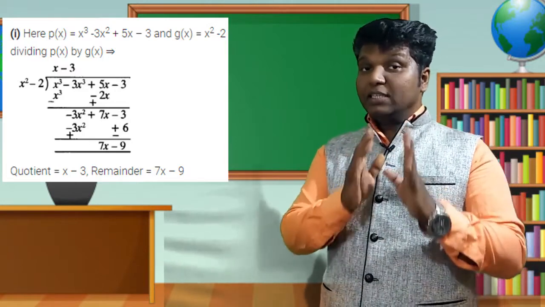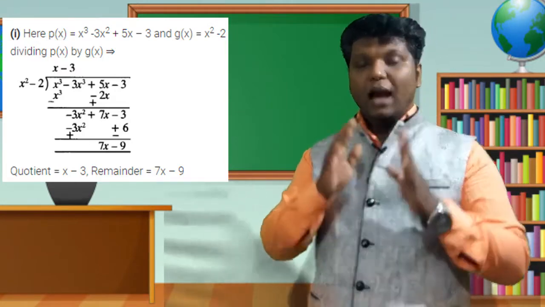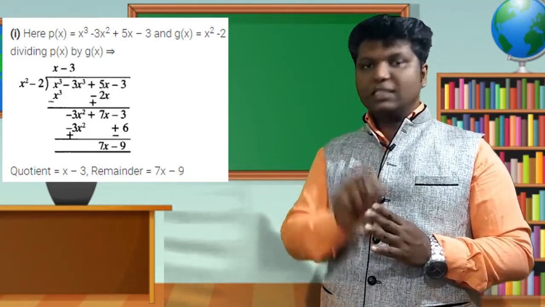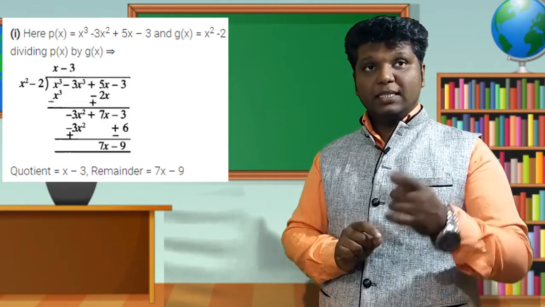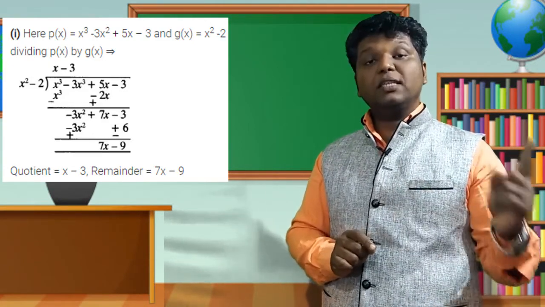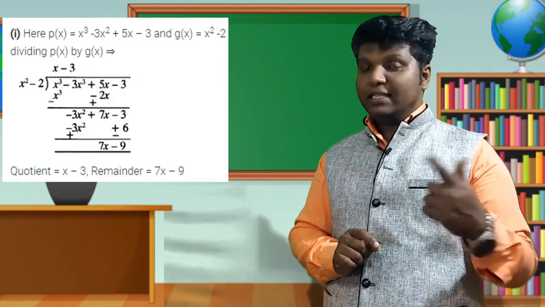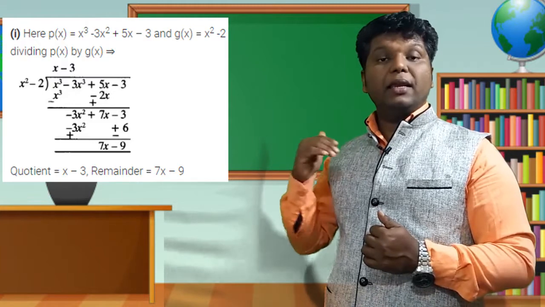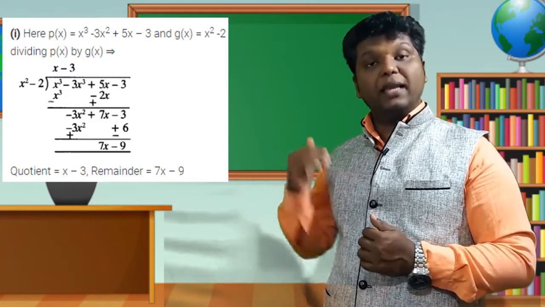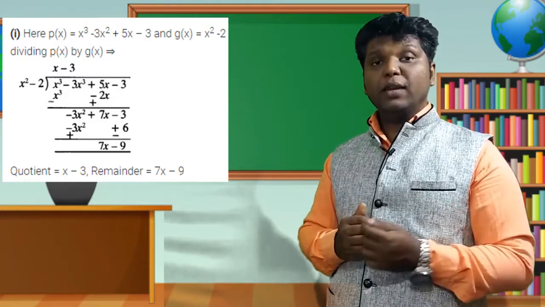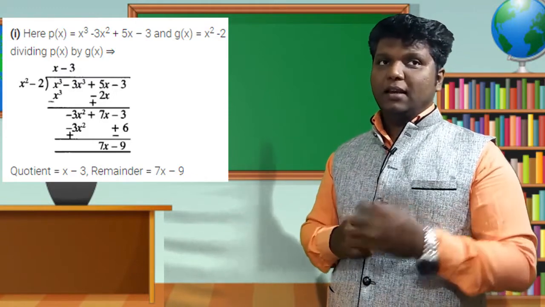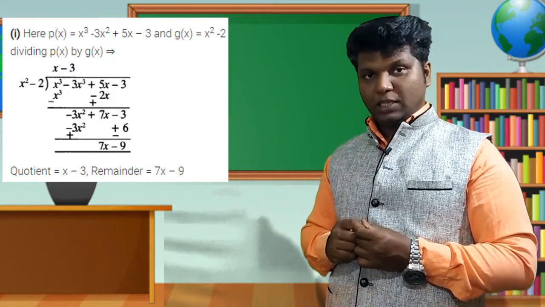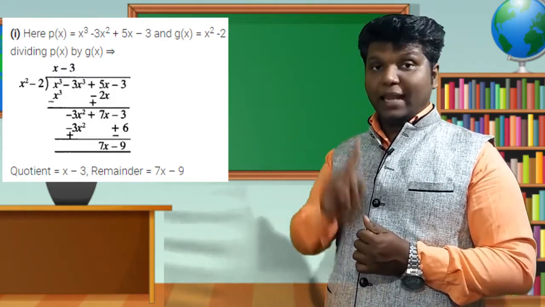Now listen to this very carefully. How to divide this one? Check out the dividend, that means your p of x. What is the first term of your p of x? It is x cube. What is the first term of your g of x? It is x square. Divide them together first. So x cube divided by x square. What will you get? X square and x square will cancel. The last one, x, will be there, right? This x you can put on the quotient part. You will keep this x on the quotient part. Now you got x in the quotient.